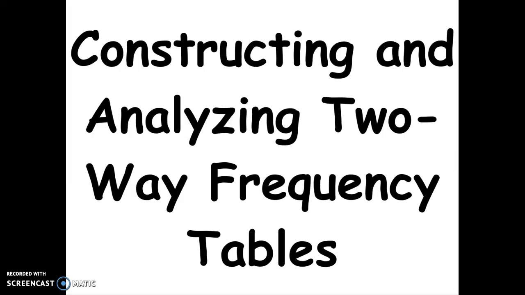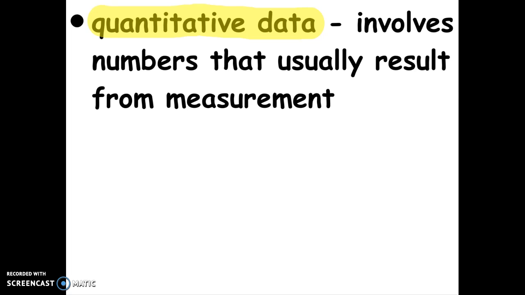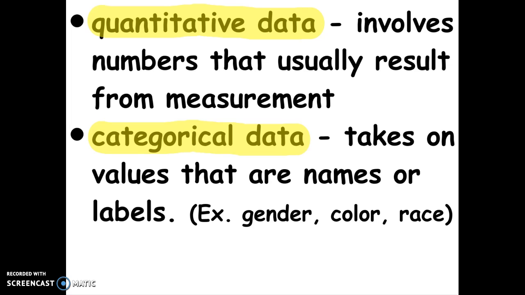Constructing and analyzing two-way frequency tables. First, we'll look at classifying data. There are two ways to classify data. One is quantitative data, and this involves numbers that usually result from measurement. The second way to classify data is categorical data, and this takes on values that are names or labels, such as gender, color, and race.